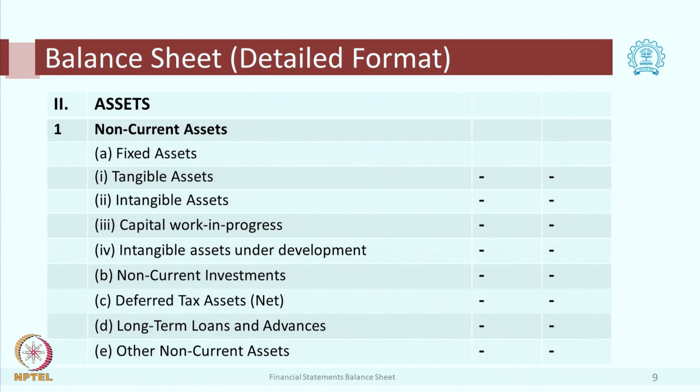Dekho, loan ye word do baar do tarah se ho sakta hai. Ek to company ne loan liya hai, then it will be shown as a borrowing under the liabilities. We have seen it in the last session. But suppose company ne dusre kisko loan diya hai, then to distinguish it from normal loans, we will call it as loan and advance.